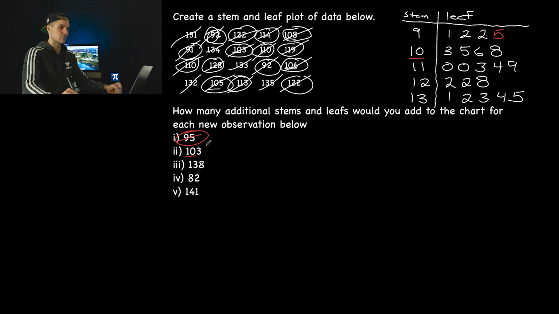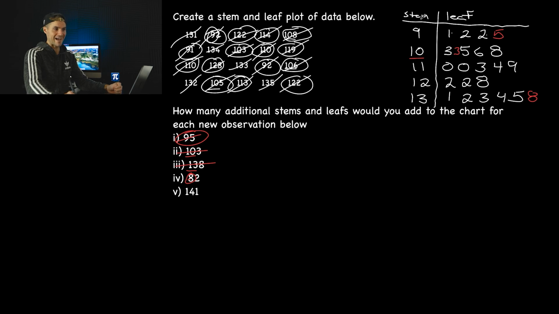103, we already have the stem 10. We would have to just add a new leaf of 3, so that would go in the middle, right? That would be a new leaf right there. We would put another 3 in. 138, again, we already have a stem of 13, so all we have to do is add a new leaf there of 8.